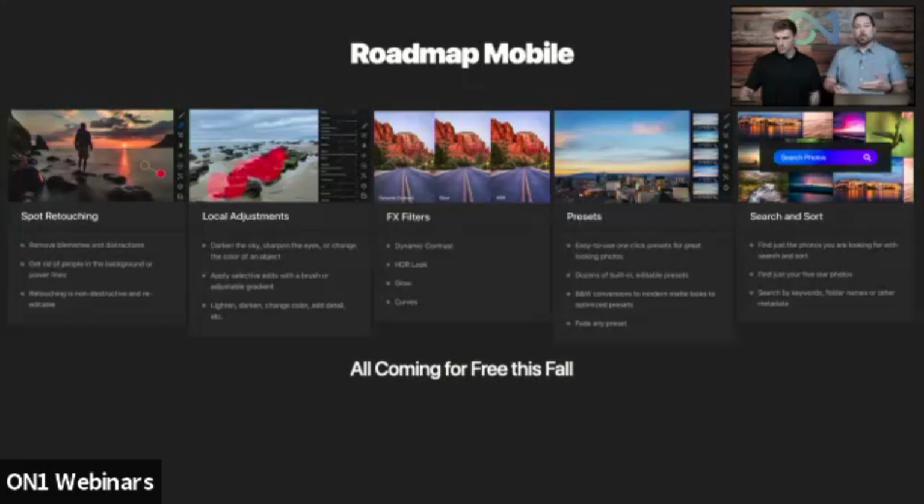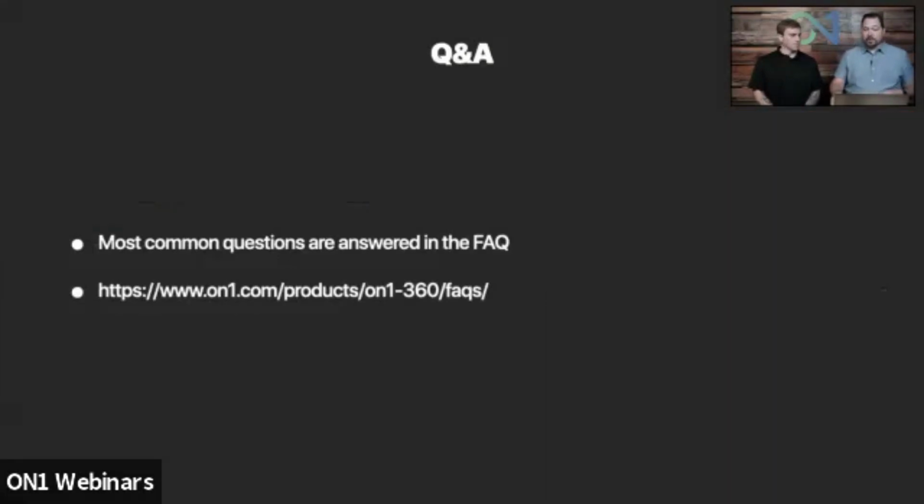So we're going to ship with a bunch of great looking presets. So in one click, you can add a look, use the fade slider to control how strong that look is, and get a great head start on your processing. We'll also add search and sort to the mobile device, so it's easier to find your photos once you've published them. All right, so now I think it's a great time to answer some questions.